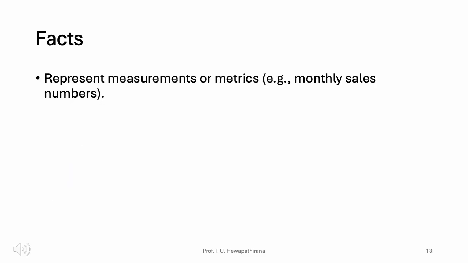In a dimensional model, a fact represents a measurement or metric. Facts are the quantifiable, observable data points that capture business activity. A straightforward example would be monthly sales figures. Facts are what we measure. They are the numerical heart of the dimensional model.